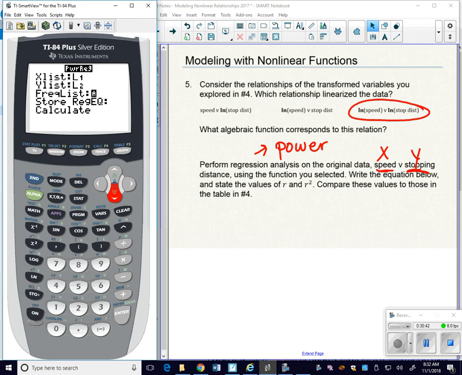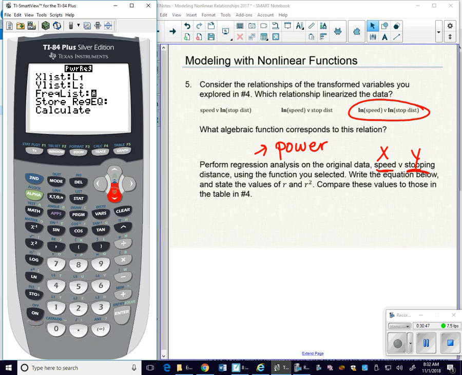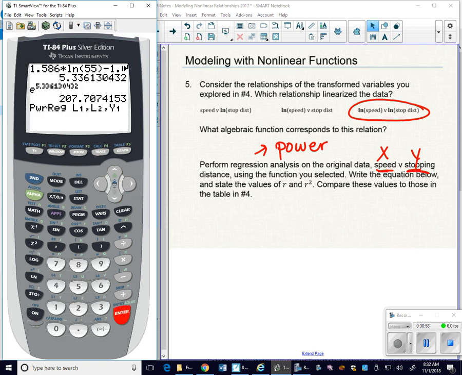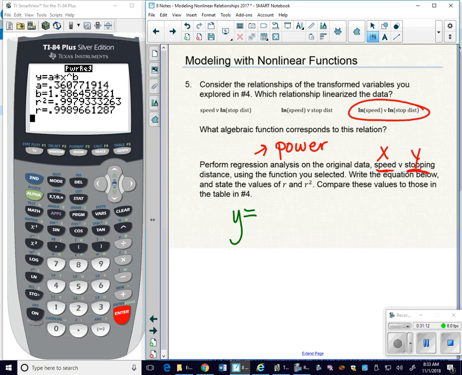And I'm going to put my regression equation in y1. And I'm going to go ahead and calculate. And so I'm going to be careful because I'm still given an a and a b, but the a and the b here are not my slope and y-intercept. If you look at the top of your screen, you'll see that the power regression equation is of the form y equals a, which in this case is 0.361, times x raised to the power of b, and in this case b is 1.586.